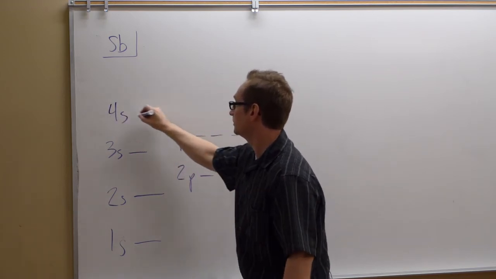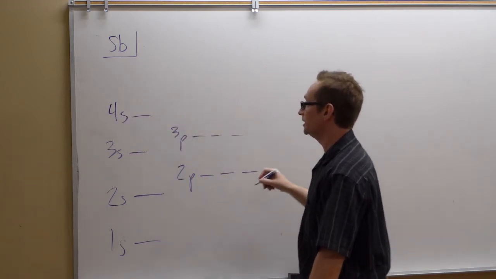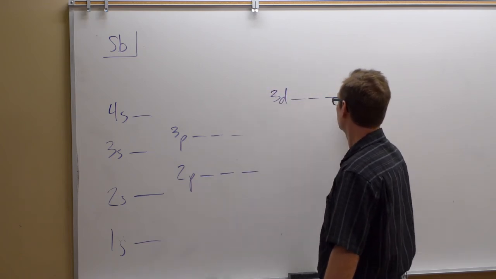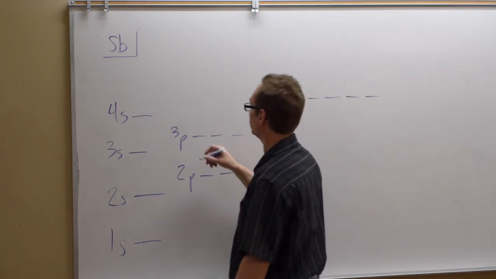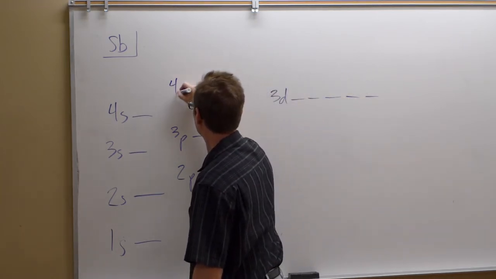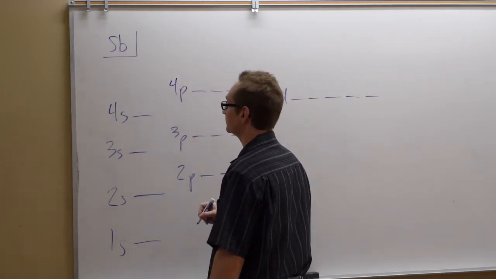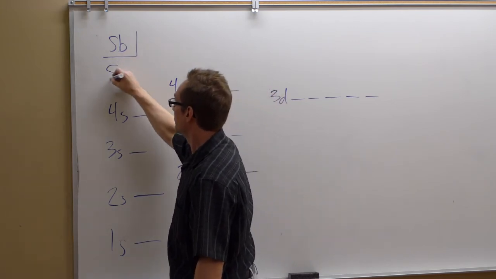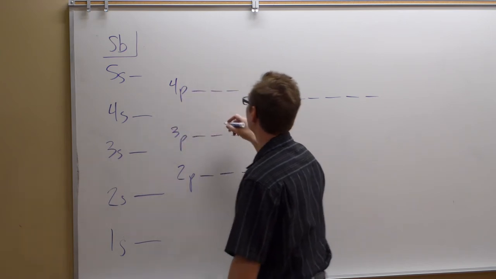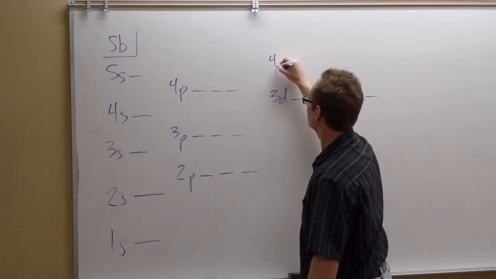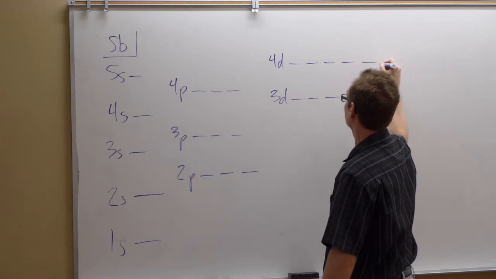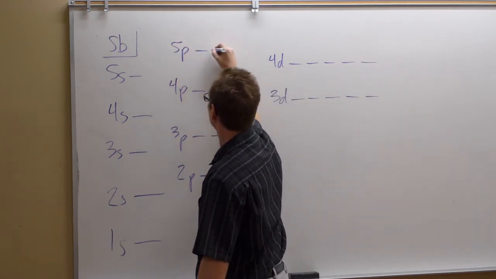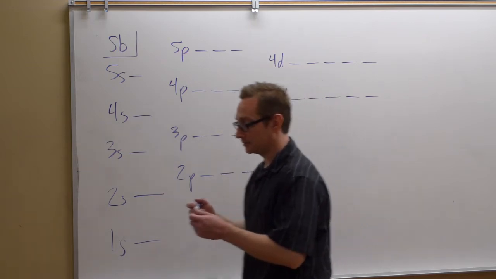4s, 3d, right? You've got 4p. And then what's next? 5s, 4d, right, 4d. 5p. That should be good enough for antimony.